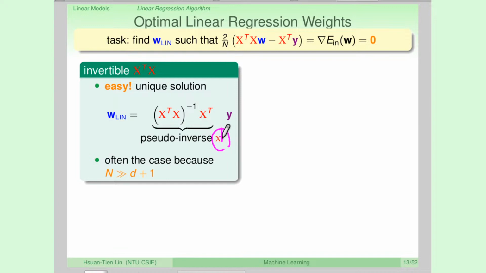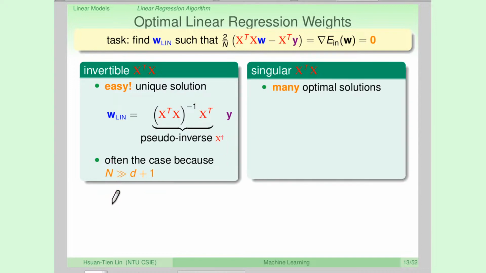Most often in practice, X transpose X is invertible, because this matrix is D plus 1 by D plus 1. So we need its rank to be D plus 1 to be invertible, while the original X matrix has multiple examples, multiple rows, that are often much bigger than D plus 1. Why is that? A VC dimension of D plus 1 wants the machine to learn well from many examples. So in practice, most often you have enough examples such that X transpose X is invertible.